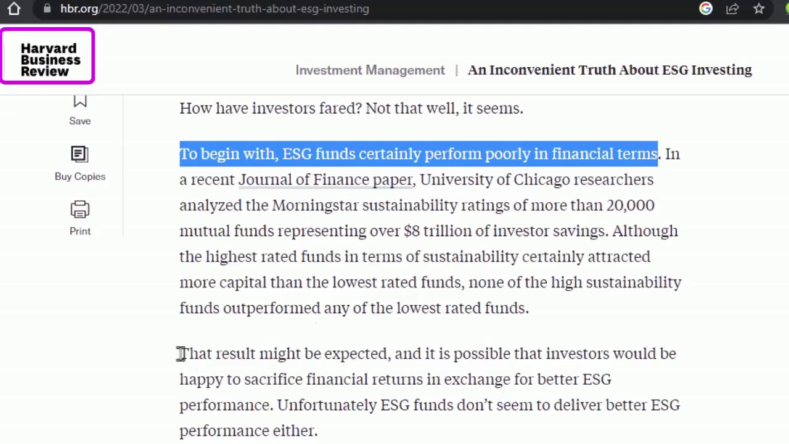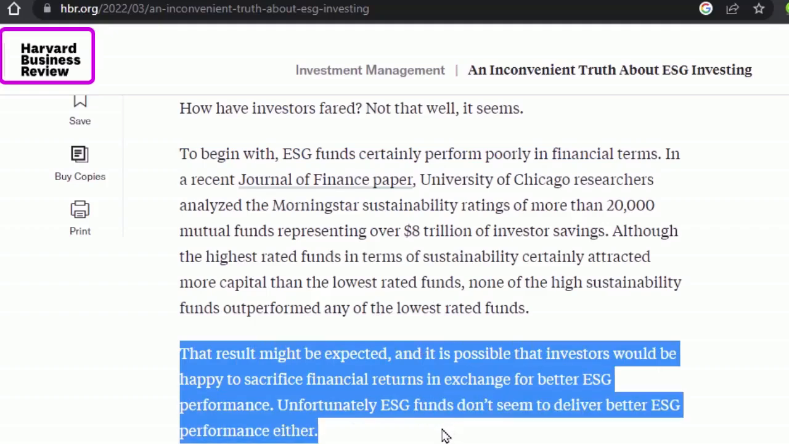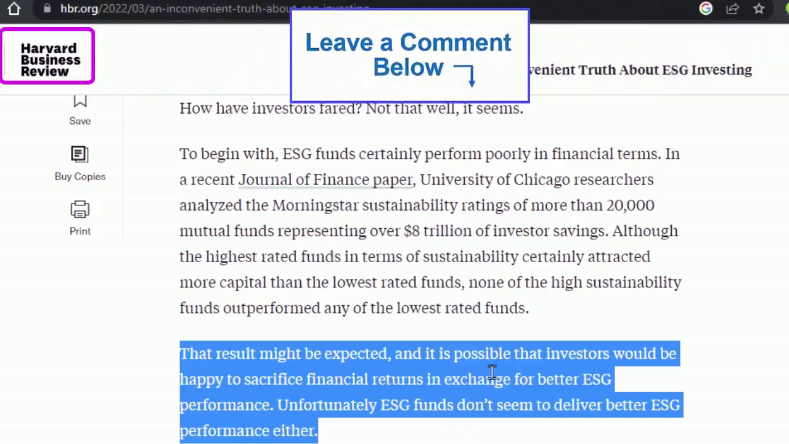Okay, so now that raises another question. Well, that might be expected, and it's possible that investors would be happy to sacrifice financial returns in exchange for better ESG performance. How do you feel about that? Are you willing to sacrifice? And I'm not giving you the answer, right? There are people who are willing to do that, and good-hearted people who really care about socially important issues, and perhaps you're one of those. I'm very interested for you to put your comments in the comment section below.